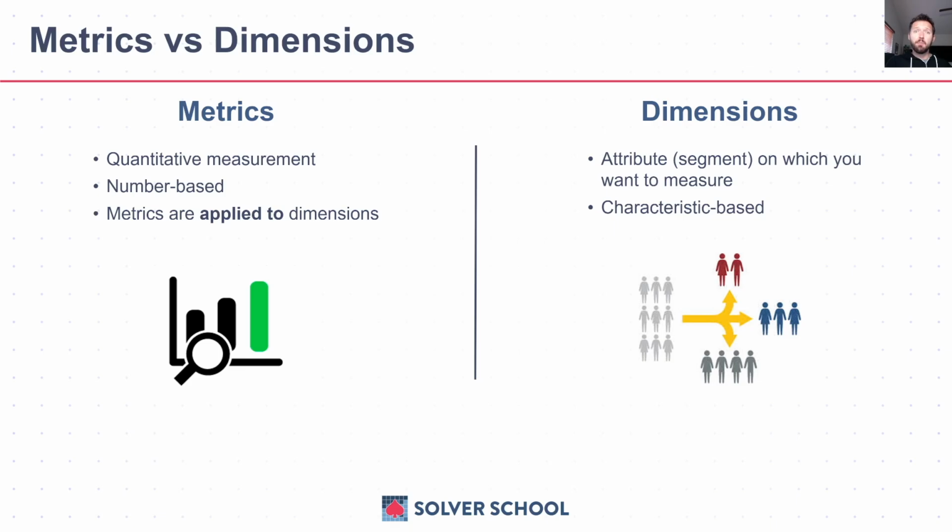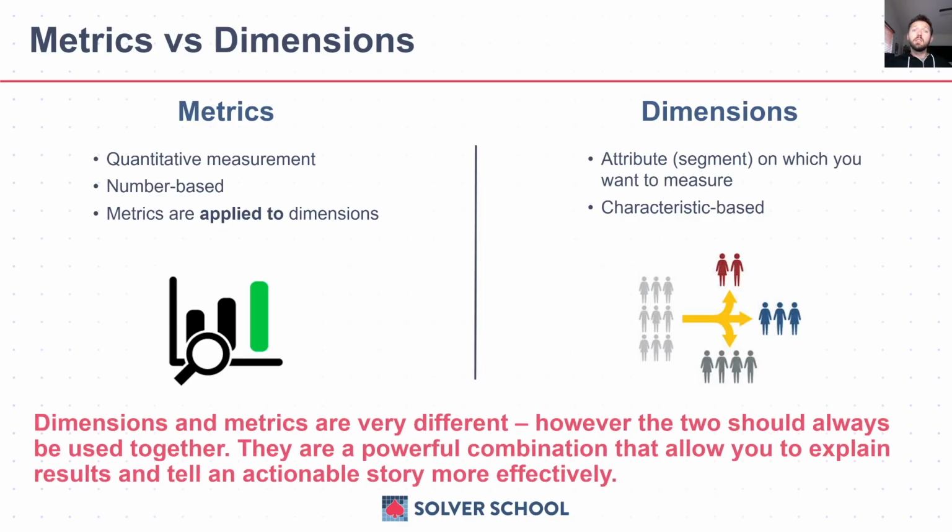Using our M&M example from the beginning, the metrics are the total number of those M&Ms, whereas the dimensions are the characteristics of the M&M. The color of the M&M is the dimension, whether it's red or blue or green, etc. That's a dimension. Dimensions and metrics are very, very different, but the two should always be used together because they're a powerful combination that can allow you to explain results and tell an actionable story much more effectively.